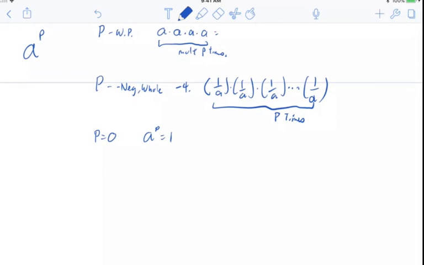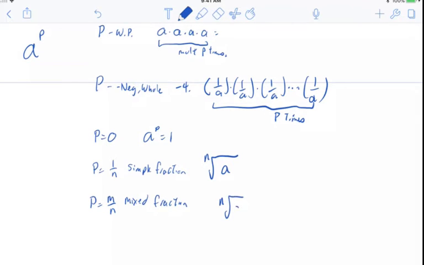But now we also have an additional interpretation. If p is a simple fraction, go figure out what the nth root of it is. And if p is a mixed fraction, first take the nth root of it, and then take that number and multiply it by itself n times.